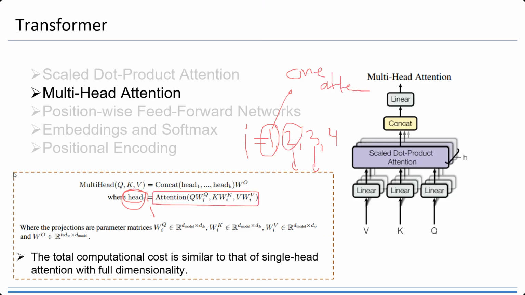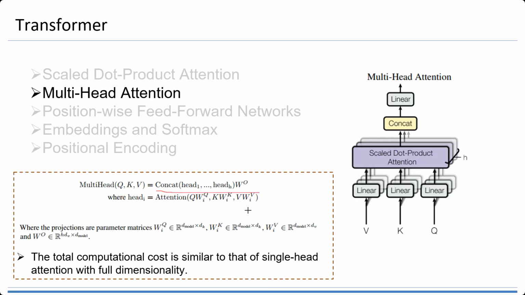And after we do the attention mechanism, we will do the concat. Concat means we combine. We combine head 1, head 2, head 3, and so on. After we do the concatenation, we will multiply with a weight in the output.